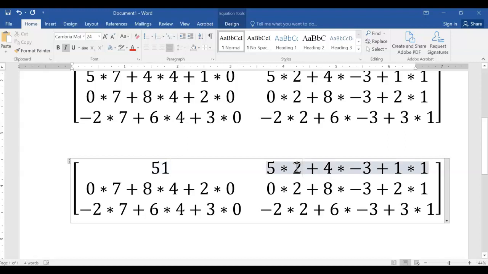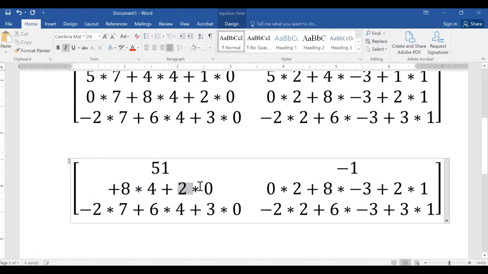5 times 2 is 10. So we're going 10 minus 12 plus 1. 10 minus 12 plus 1 is going to give me a negative 1. Over here, it's a little bit easier. 0 times 7 is 0. 2 times 0 is 0. It's always nice having zeros. So all we got is 8 times 4, which is 32.